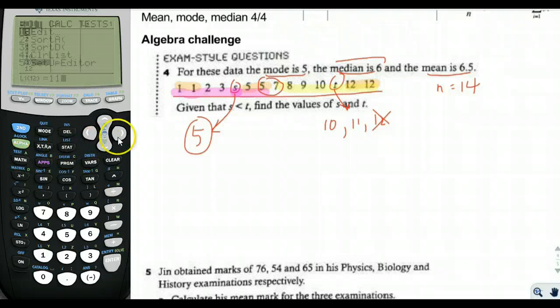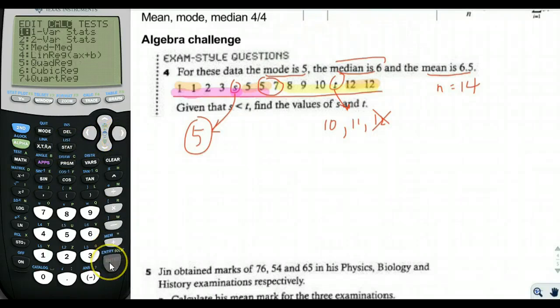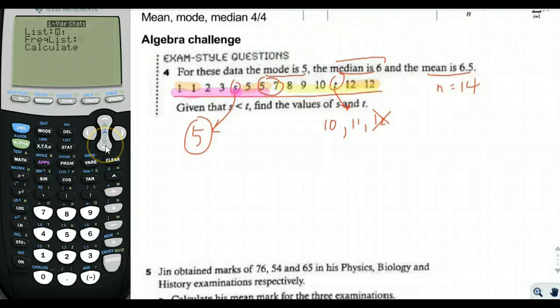Stat, Calc. Calculate. Now it gives us 6.5. So our guess of 11 is correct.